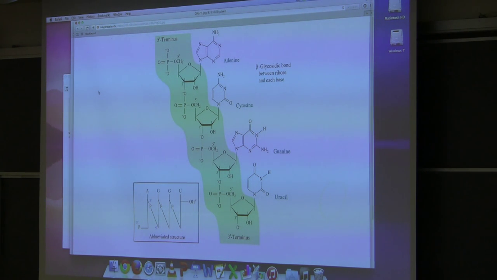T and A, thymine and adenine, are attracted to each other through two hydrogen bonds. G and C, by contrast, are held together with three hydrogen bonds. You might conclude from that that G and C are more tightly held together, and you would be correct. G's and C's are more tightly held together than A's and T's, and we'll see how that plays a role later in the process of transcription.